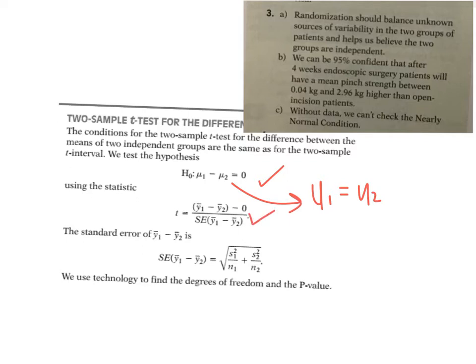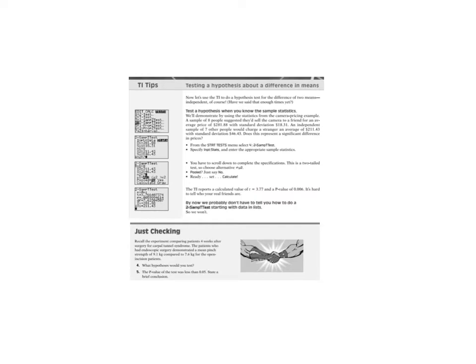Your t-score you get by subtracting your means and dividing by the standard error. And then for technology purposes, we find the p-value with tcdf, and the degrees of freedom come with that. So it's hopefully pretty self-explanatory. Okay.